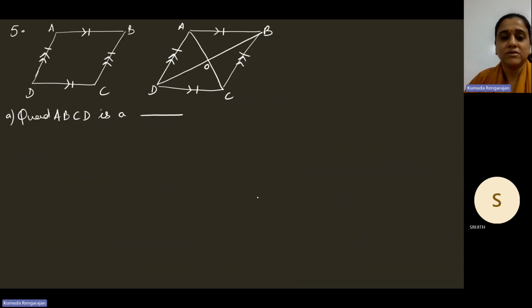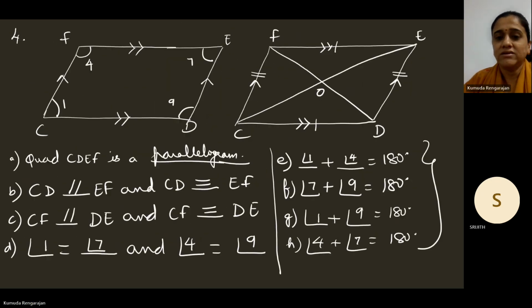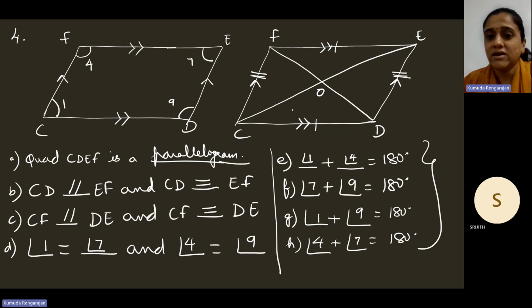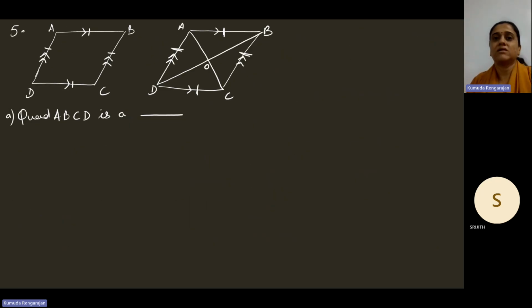But in a rhombus, opposite sides are parallel, like in a parallelogram, but all the sides are equal. See, I've marked here. What does this indicate? All sides are equal. I'm using a single dash for all the sides. That means all the sides are equal. But here, this one says these two sides are equal, and this one says these two sides are equal. That is, opposite sides are equal. But here all sides are equal and the opposite sides are parallel. So it's a rhombus.